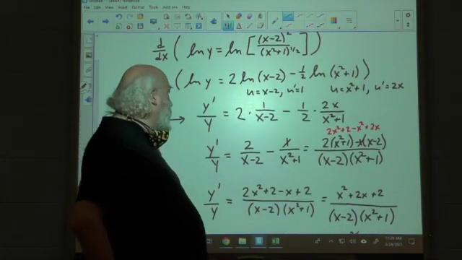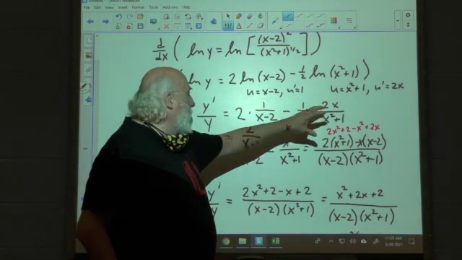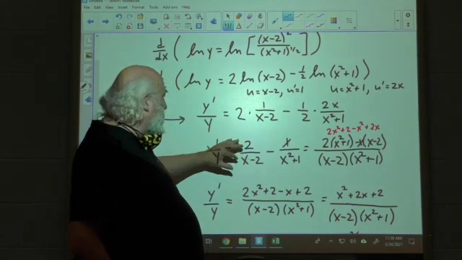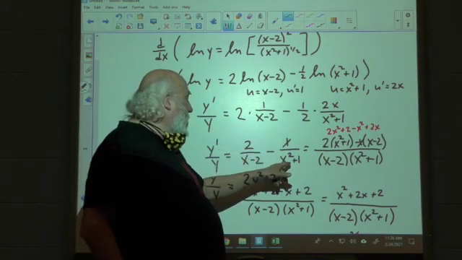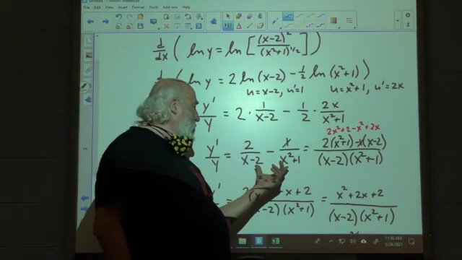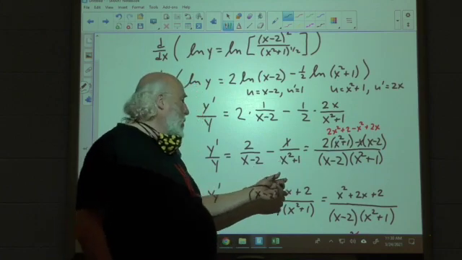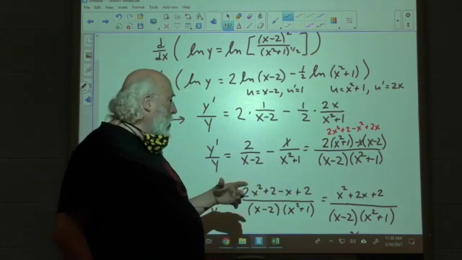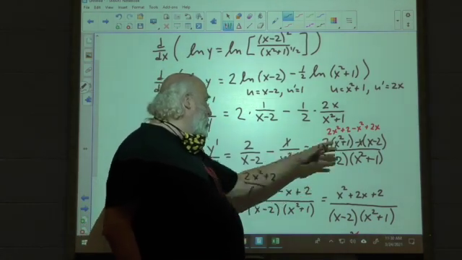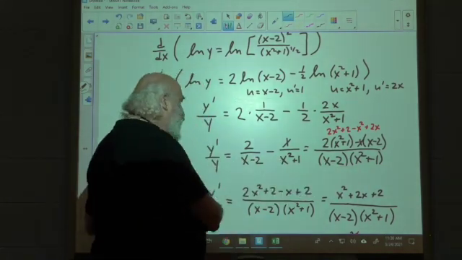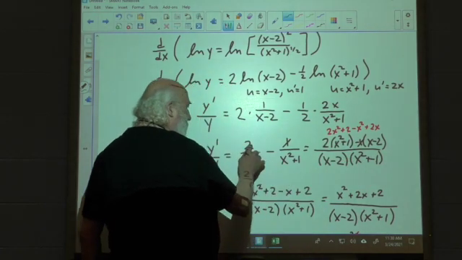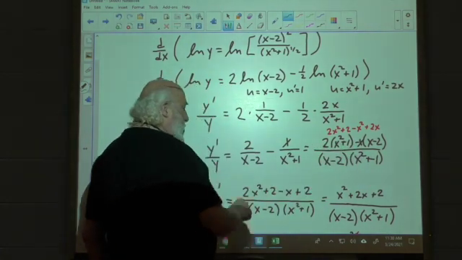So first of all, we're going to get all this resolved here, all these multiplications and fractions. And we end up with 2 over x minus 2 minus x over x squared plus 1. We go with the lowest common denominator, which is the product of these two. To find the numerators to go with that lowest common denominator, we take x minus 2 into this, which is x squared plus 1. So x squared plus 1 gets multiplied by 2, and that's where we get that expression.